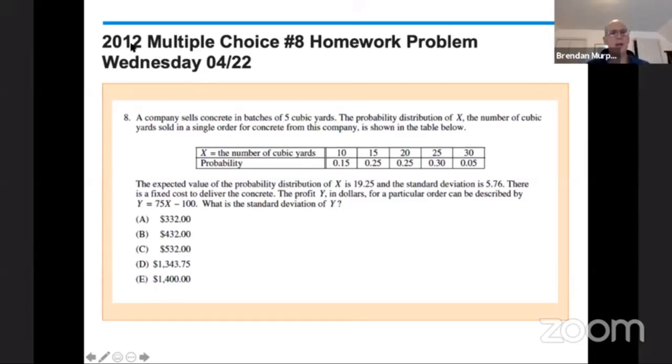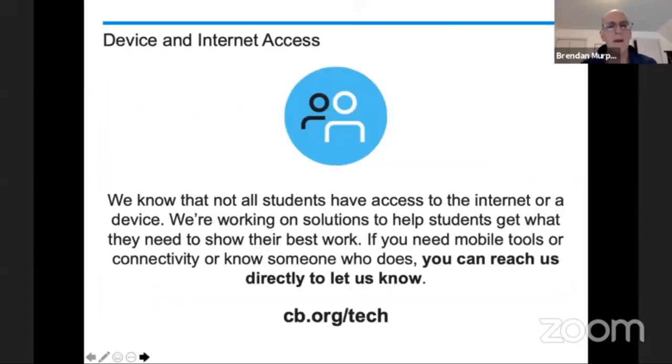So here's tonight's homework. It's from the 2012 exam, and we're doing some sort of a transformation here, and we want to know what happens to the standard deviation. So Luke will do a great job with that tomorrow.